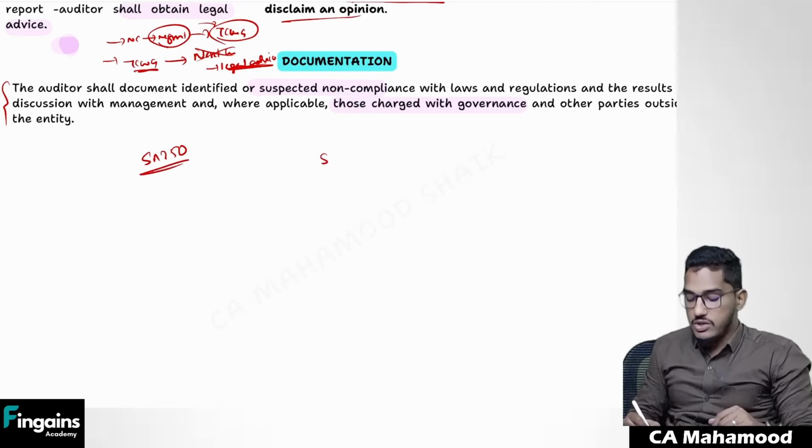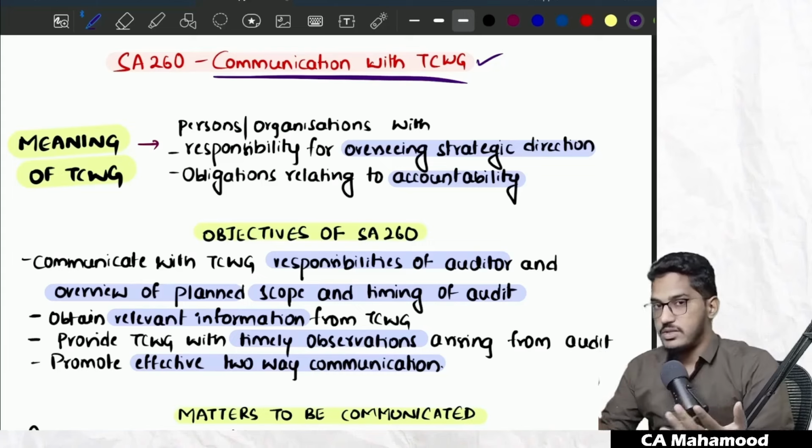So we'll be commencing our discussion with SA 260, which is talking about communication with those charged with governance. What is the title of SA 260? Communication with those charged with governance. So from this title, let us try to derive what this standard is actually trying to achieve. What is the objective of this standard? What is the purpose of the standard?